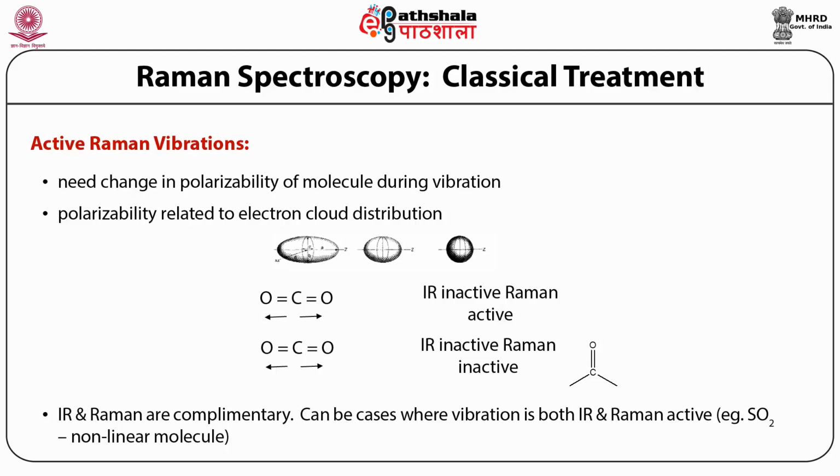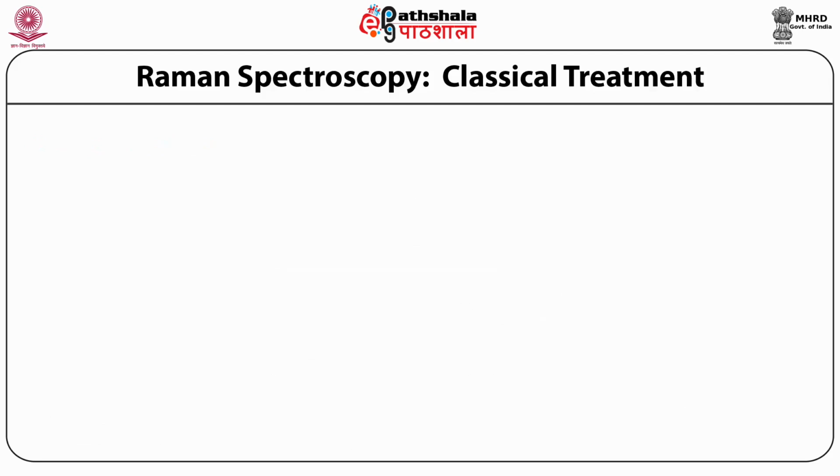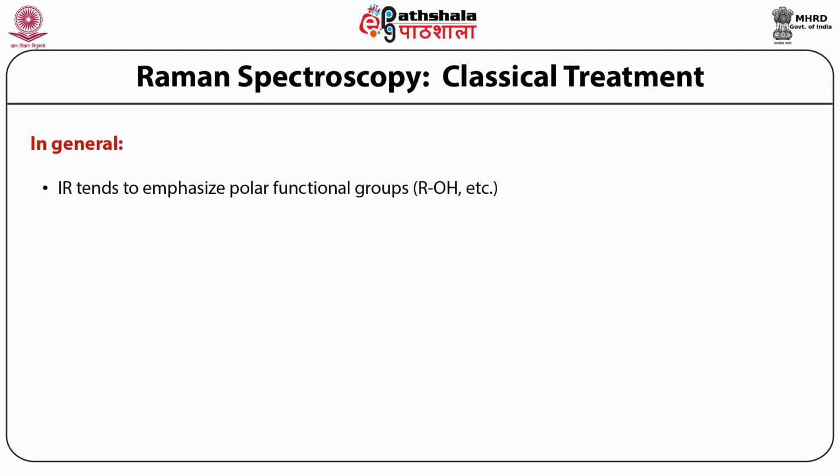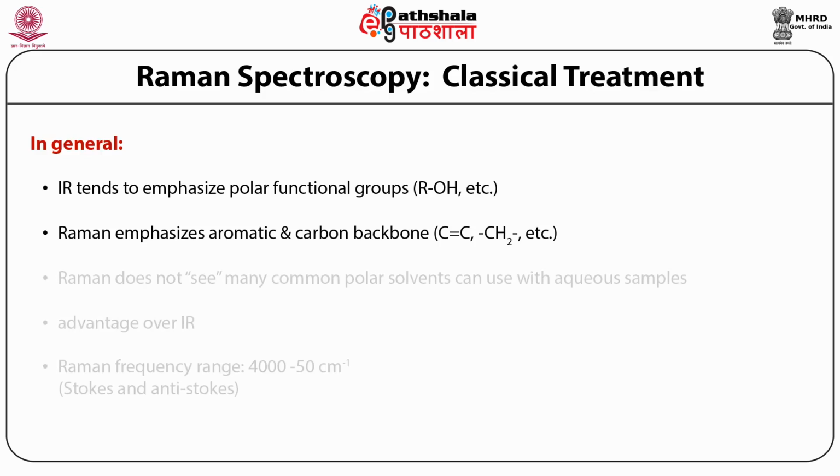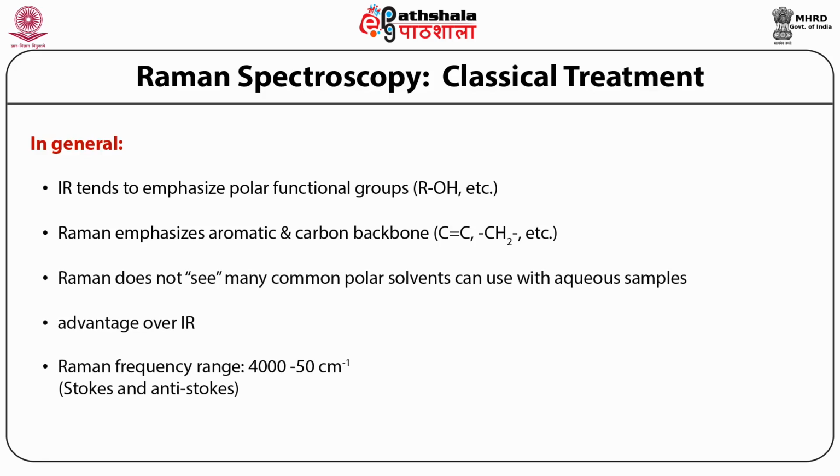The example is SO2, which is a non-linear molecule. In general, IR tends to emphasize polar functional groups, that is, ROH or COOH, whereas Raman emphasizes aromatic and carbon backbone groups, that is, C double bond C, CH2, etc. Raman does not see many common polar solvents and can be used with aqueous samples.